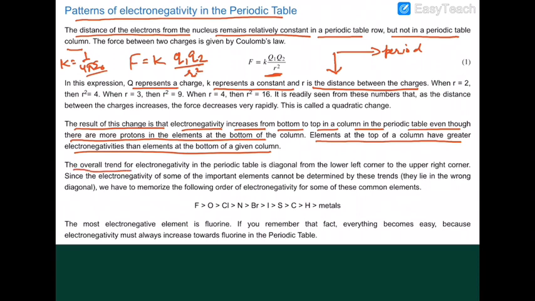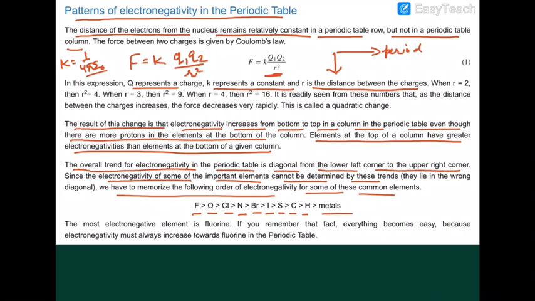The overall trend of electronegativity in the periodic table is diagonal, from the lower left corner to the upper right corner. Since the electronegativity of the most important elements cannot be determined by the trends, we have to memorize some order. So fluorine is most electronegative, then oxygen, then chlorine, then nitrogen, then bromine, then iodine, then sulfur, carbon, then hydrogen, and then the metals.